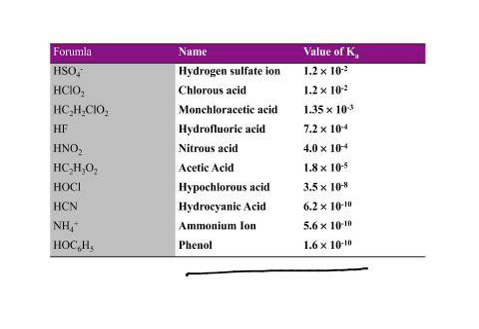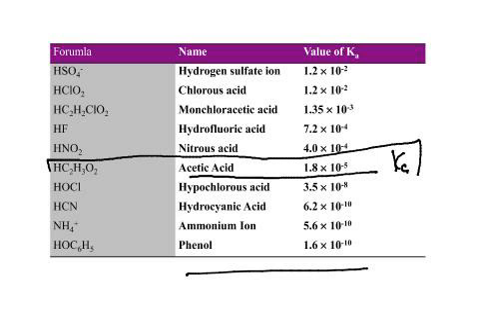That was very bad. All right, acetic acid. Acetic acid's Ka value is 1.8 times 10 to the minus 5. His partner is the acetate ion, C2H3O2 minus. I don't care about the Ka of acetic acid. I want the Kb of acetate.